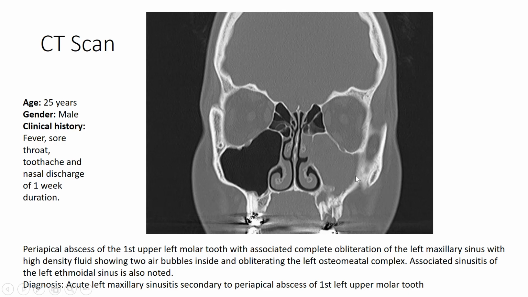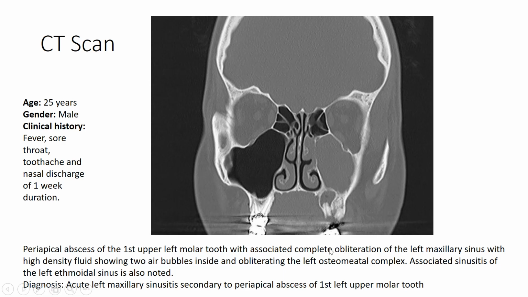And this sinusitis is also associated with the left ethmoidal air sinus here. So in this case, he reported that the diagnosis is an acute left maxillary sinusitis secondary to periapical abscess of the first left upper molar tooth.